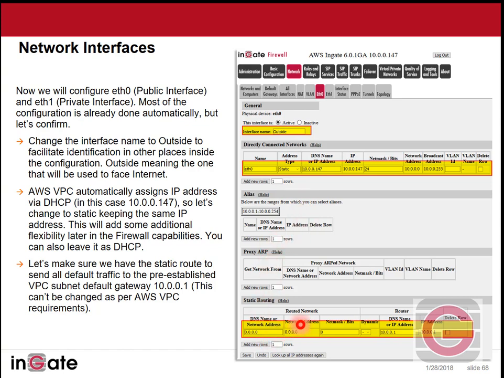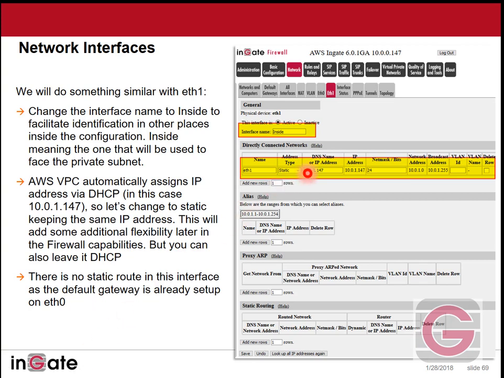Also, we are assigning a default route here. We are assigning the default route that is predefined by Amazon, 10.0.0.1. This default route is on Ethernet 0. We are going to do something similar for Ethernet 1. The only difference is that for Ethernet 1, we are not defining a static route.